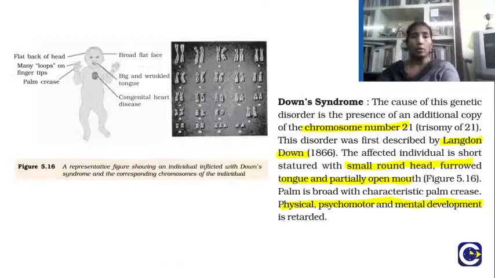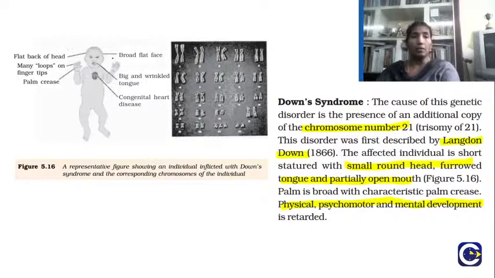So in Down syndrome, you can see that particularly in chromosome position 21, instead of 2 chromosomes, you can see three copies. That's why it's called trisomy 21. It was first discovered by Langdon Down. You can see the baby, since there are extra chromosomes, the child will be mentally retarded.